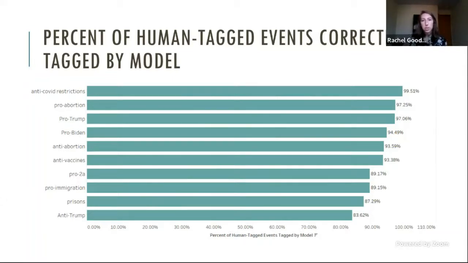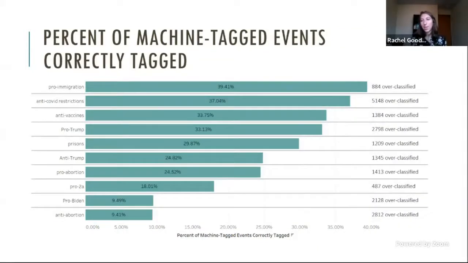So this shows you the percent of human tagged events that were correctly tagged by the model. You can see for anti-COVID restrictions, out of all the events that should have been tagged anti-COVID restrictions, the model actually did tag 99.5% of them. So we only missed less than 0.5% of the events in this case. So what this is really showing you is that with that 20% threshold, we really missed very few tags. But on the flip side, as I said before, this means that we are overclassifying more events.